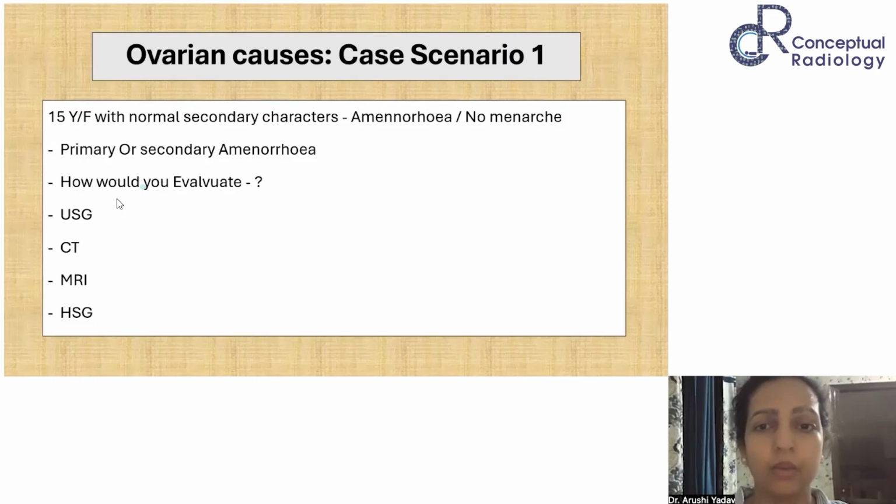Okay. So the kind of amenorrhea that we are talking about is a primary amenorrhea, right? And as per a few of you, the modality of choice is going to be ultrasound. So I would not say modality of choice, but the first line of investigation or the first modality will be an ultrasound. That's correct.